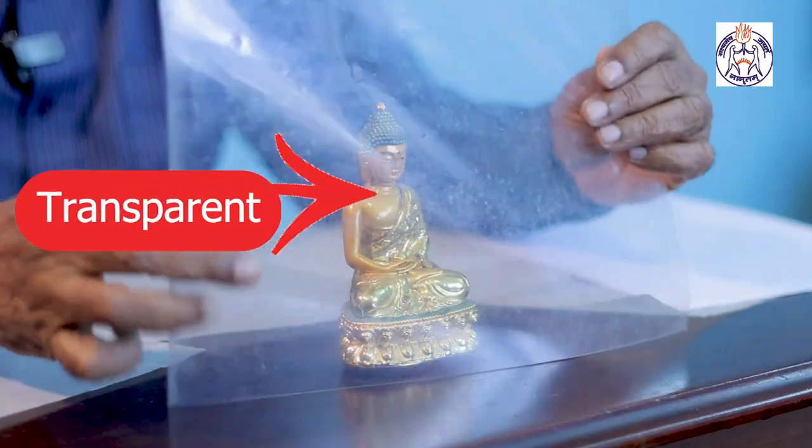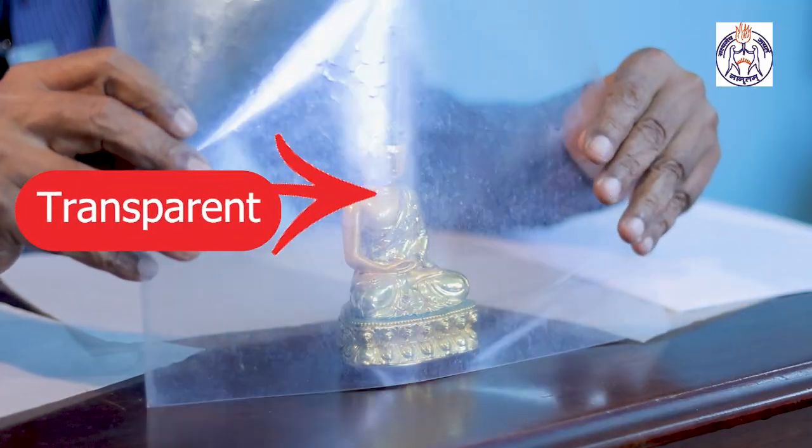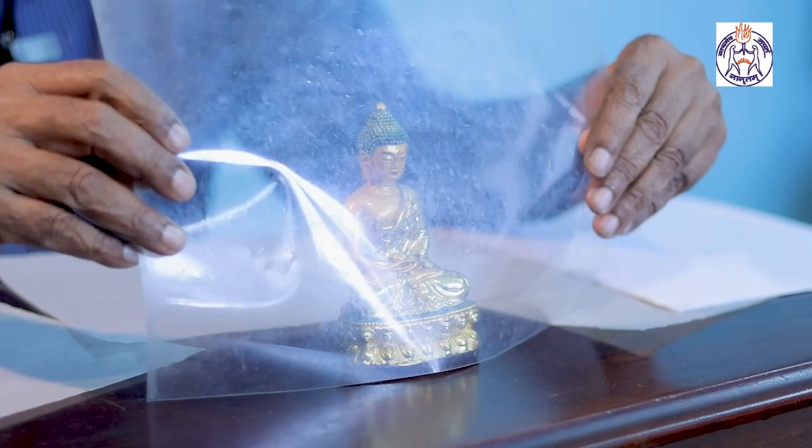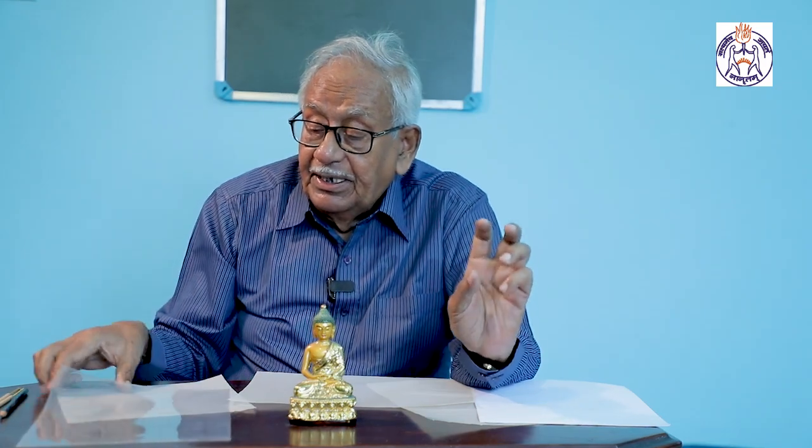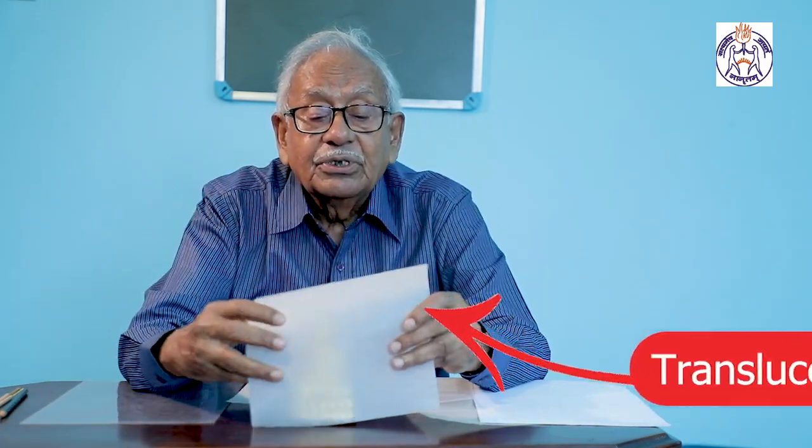Like this is a material, this is called transparent. Through this you can see very clearly as you were earlier seeing, but maybe a little bit of distortion there will be, but still it is transparent. This is called transparent. This is a kind of material which is called translucent.